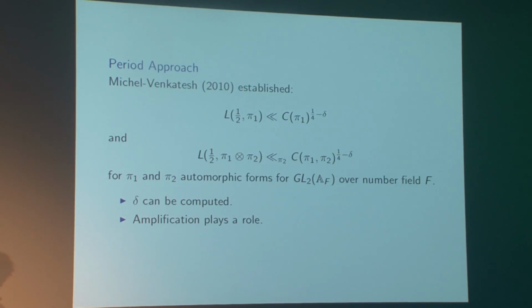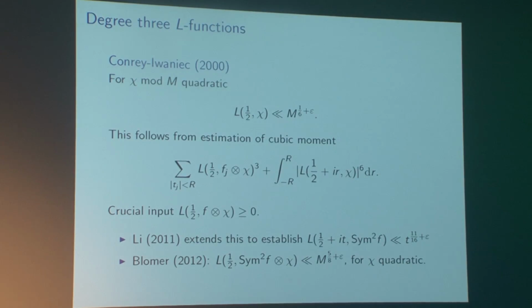Okay? So I'm not going to speak much about this, but this more or less solved the subconvexity problem for degree 2 and for Rankin-Selberg L-functions completely. Okay? Okay, so now what can you say about degree 3 L-functions? So there's a paper of Conrey and Iwaniec where they proved the Weyl bound for a Dirichlet L-function, m to the power 1/6 plus epsilon, where chi is a quadratic character. Okay, and their method is based on computing a cubic moment.